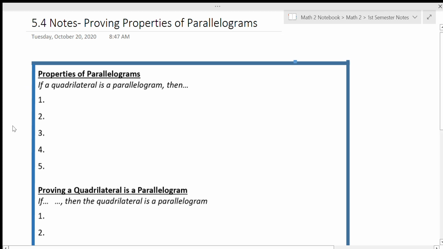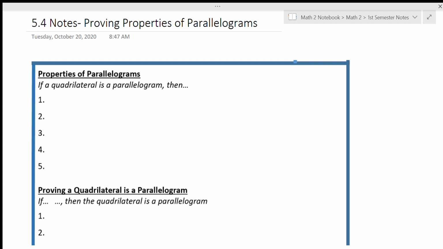All right, team, here are our 5-4 notes. We're going to talk about proving properties of parallelograms. So in 5-3, sorry, actually it was in 5-2, we talked about the properties of a parallelogram.